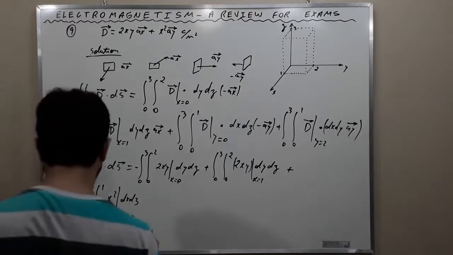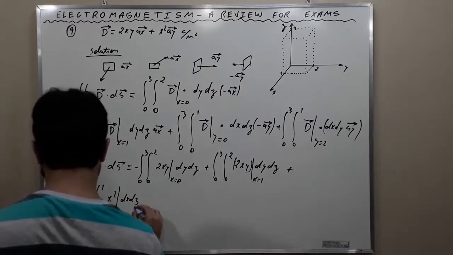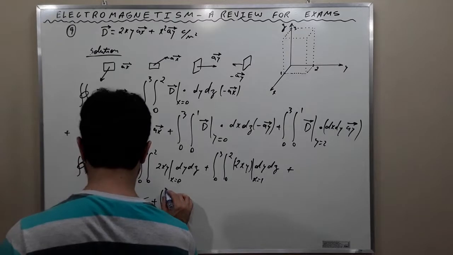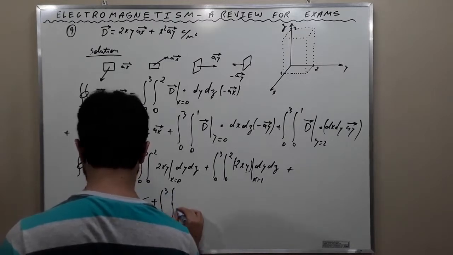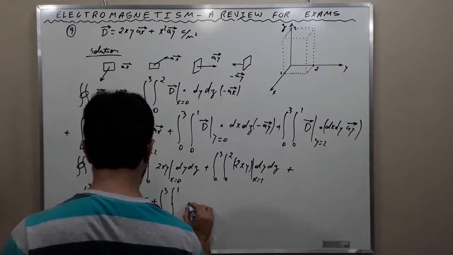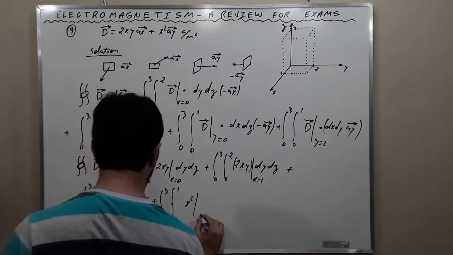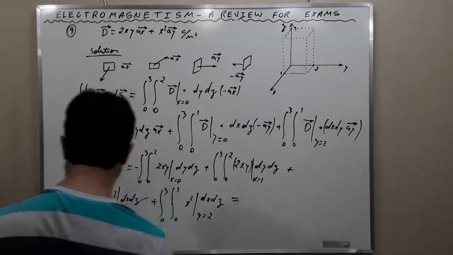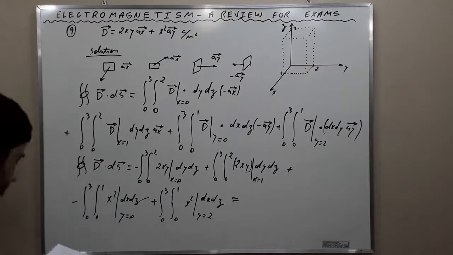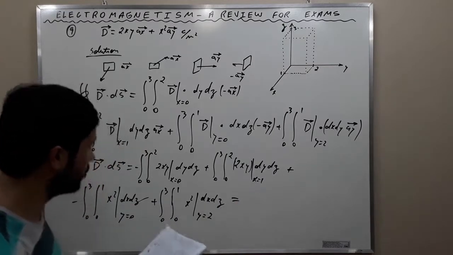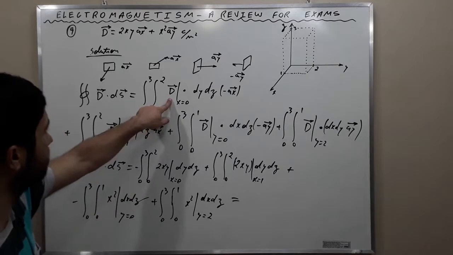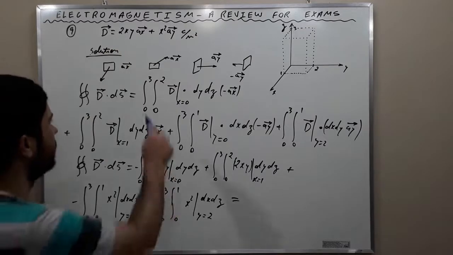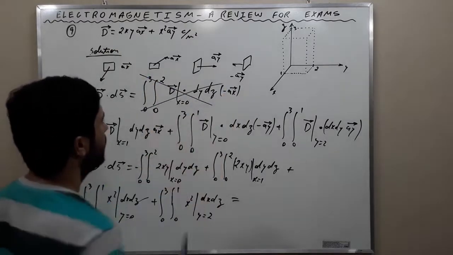And plus the integral from 0 to 3, the integral from 0 to 1, of x squared for y equal to 2, dx dz. And if we do this, we know that the x here, for x equal to 0, we put 0 here, and this becomes 0. And this becomes 0.